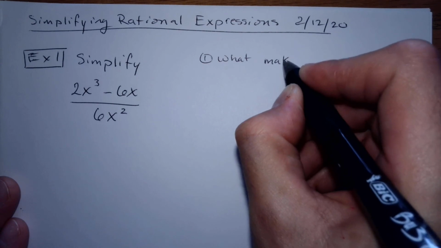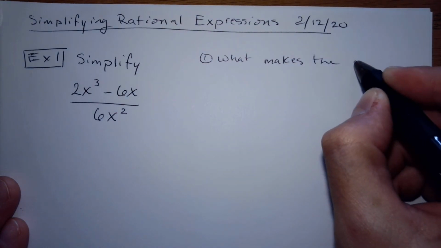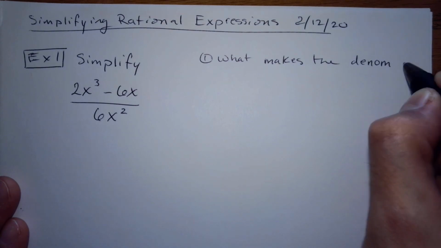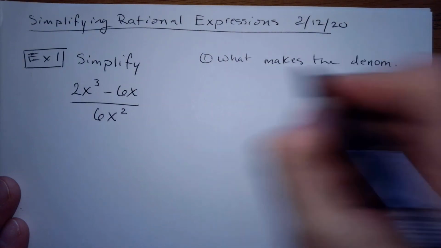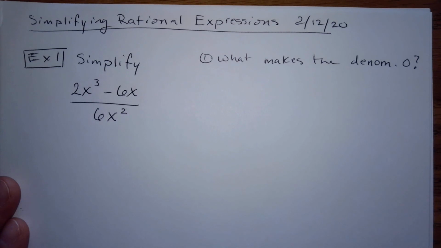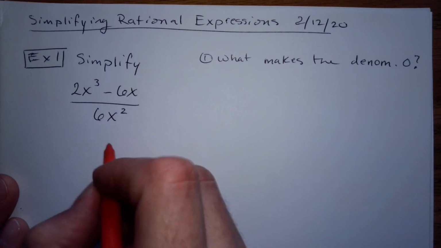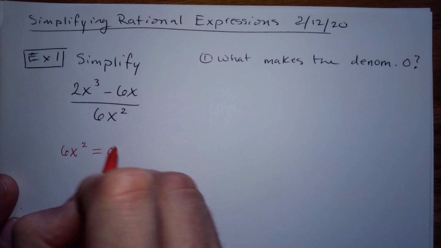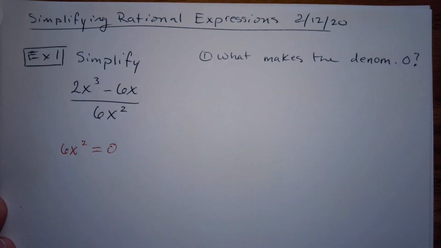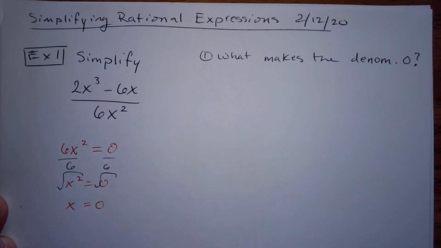So my first question is, what makes the denominator 0? And the way that I can figure that out is by setting the denominator equal to 0. So 6x squared equals 0. You really don't have to solve because you can just see, but I'm going to do it anyway. Divide by 6, you get x squared equals 0. Square root both sides, you get x equals 0.